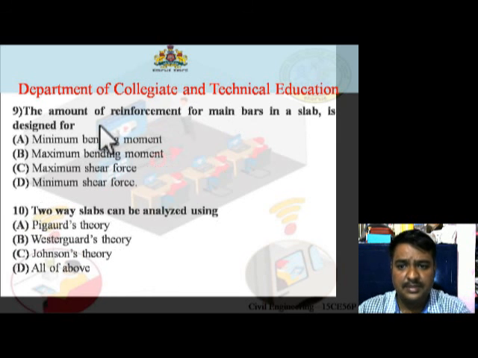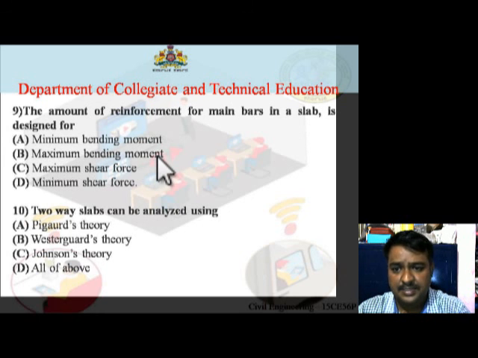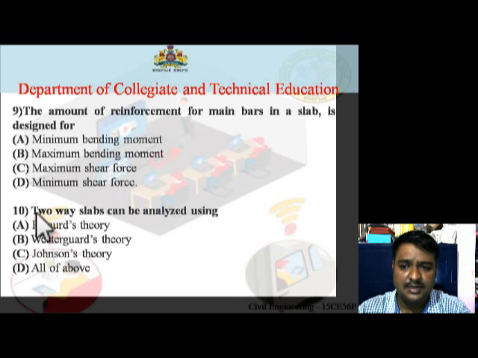Then 9th one, the amount of reinforcement for main bars in a slab is designed for minimum bending moment, maximum bending moment, maximum shear force, and minimum shear force. So the right answer is maximum bending moment. The option B is the correct answer. The amount of reinforcement for main bars in slab is designed for maximum bending moment. So B is the right answer. Then go to the last question, 10th question.